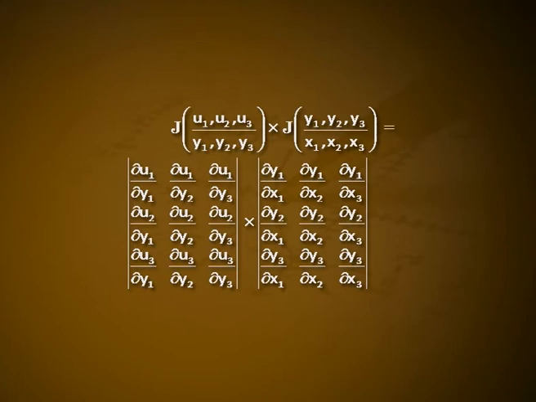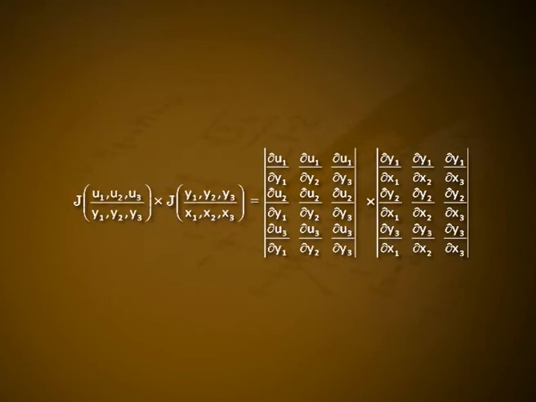Second row, ∂y2/∂x1, ∂y2/∂x2, ∂y2/∂x3. Third row, ∂y3/∂x1, ∂y3/∂x2, ∂y3/∂x3, which is equal to the determinant, first row, sigma ∂u1/∂yk times ∂yk/∂x1, sigma ∂u1/∂yk times ∂yk/∂x2, sigma ∂u1/∂yk times ∂yk/∂x3.